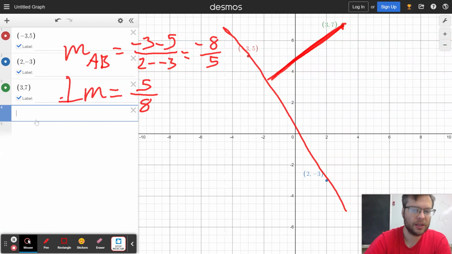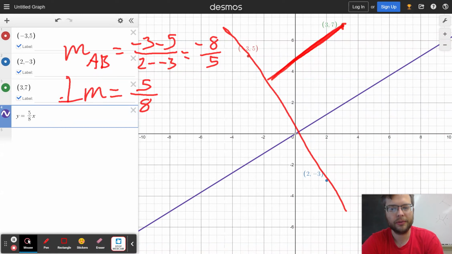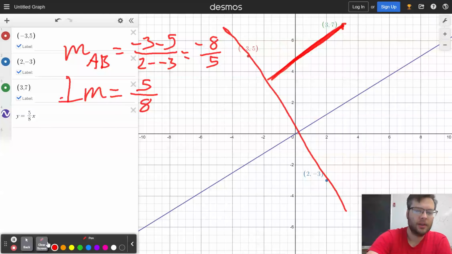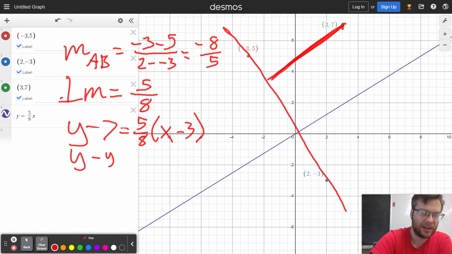In fact, if I type in y equals 5 over 8x, you can see that that is perpendicular. It's just not hitting the point that I want it to hit. The point I want it to hit is 3 comma 7. So I use my point slope form. Y minus 7 equals 5 over 8 times x minus 3. Remember, point slope form: y minus the y value, equals slope, times x minus the x value.